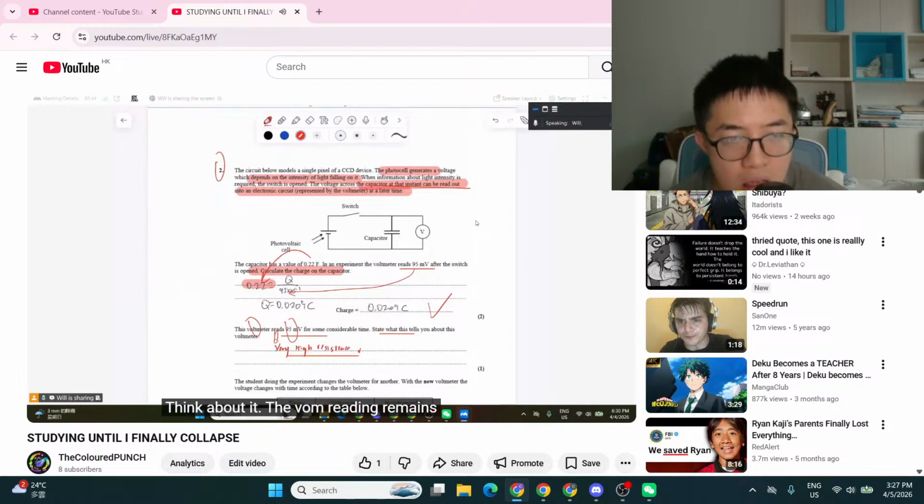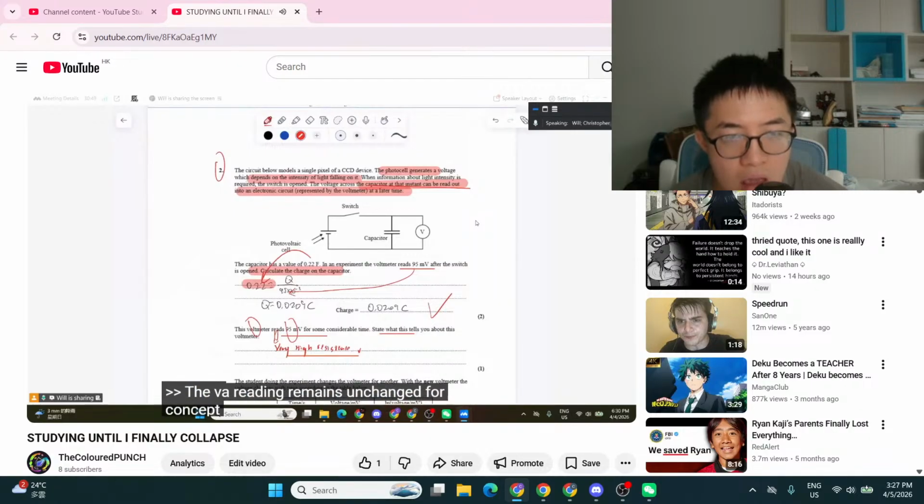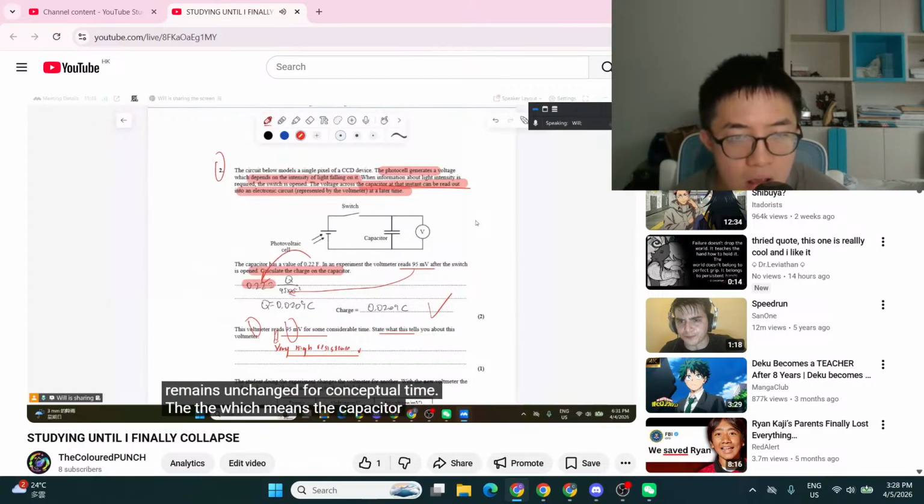Think about it. The voltmeter reading remains unchanged for a considerable time, and that means the capacitor hardly discharges, right? That indicates the voltmeter has a very high resistance, because a very high resistance results in an extremely small leakage current in the circuit. So the charge on the capacitor drains very slowly, and we can keep the voltage stable for a long time.